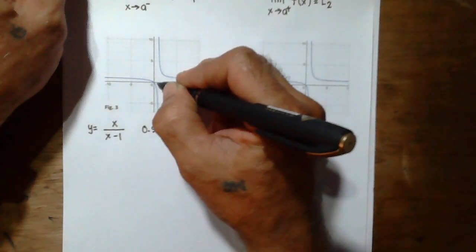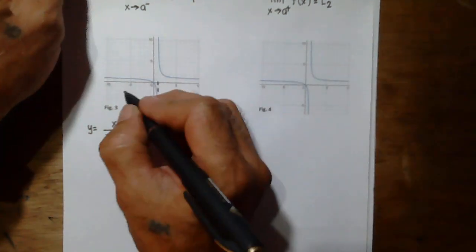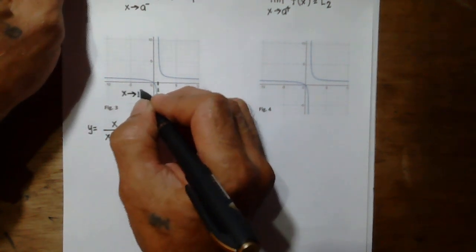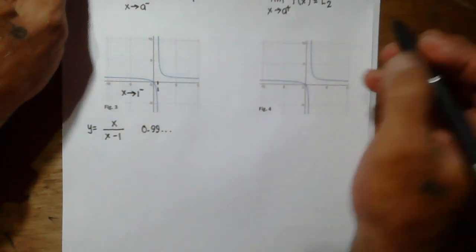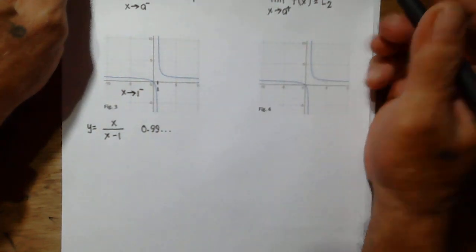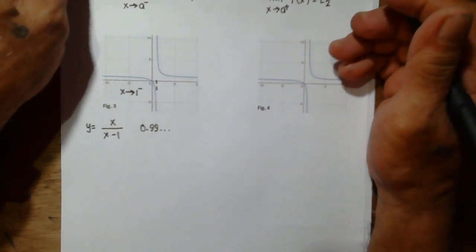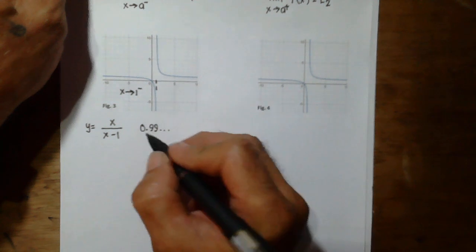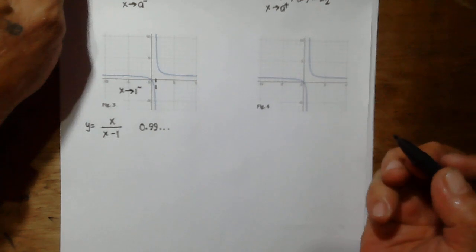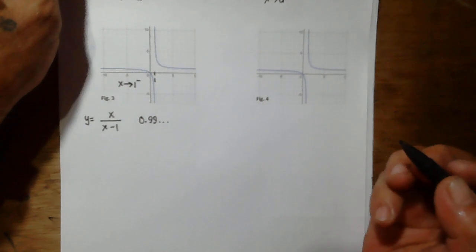So here is 1. Okay? Here is 1. And x is approaching 1 from the negative side. So we're coming from the negative side, and x is approaching 1. So the closest number that could be nearest to positive 1 coming from the left side is 0.9999. Okay?